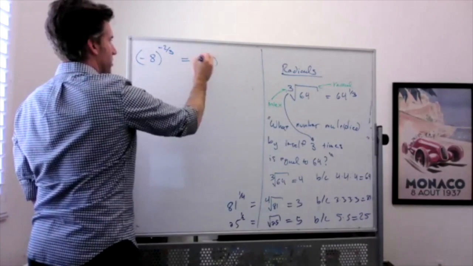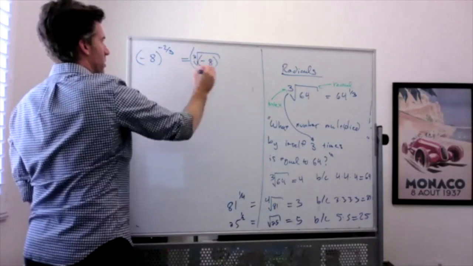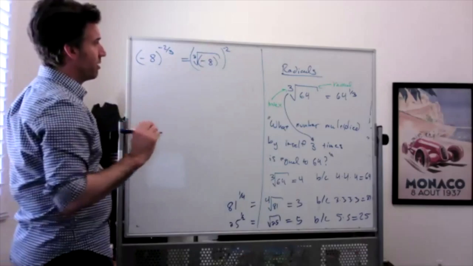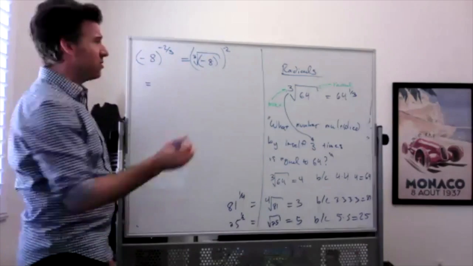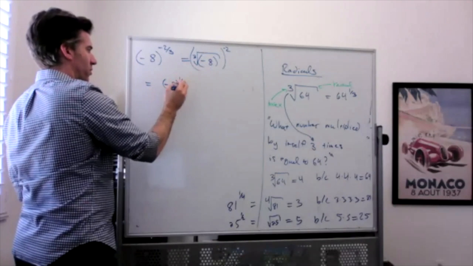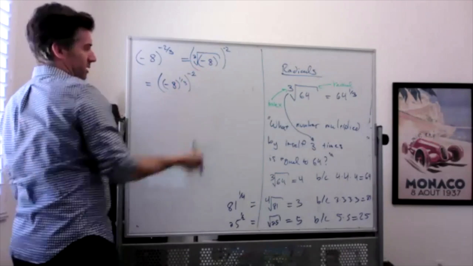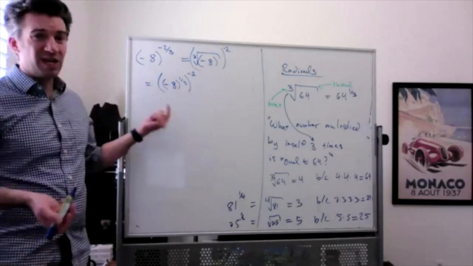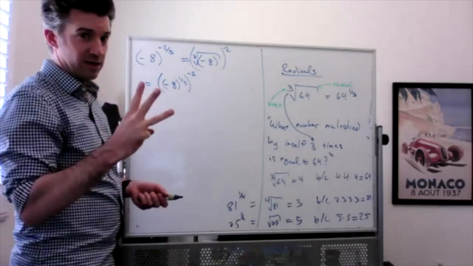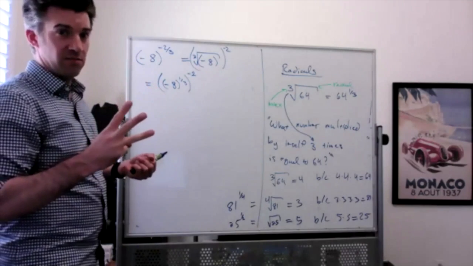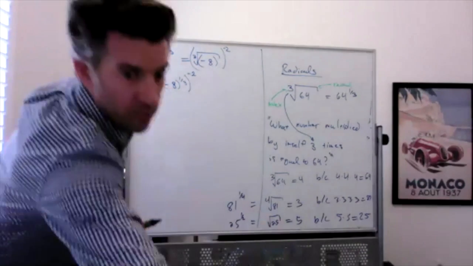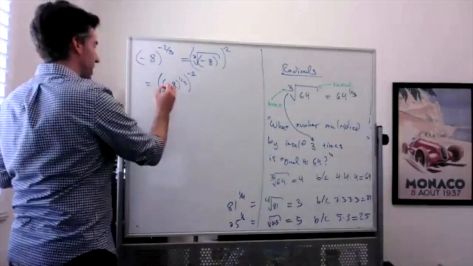So I really want to write this as -8 cube root, all squared. Sorry, all to the -2. I could also, instead of writing the cube root, write it as -8 to the 1/3, to the -2nd. All right, what's the cube root of -8? What number do you multiply by itself 3 times to get -8? -2. Yeah, it is -2.